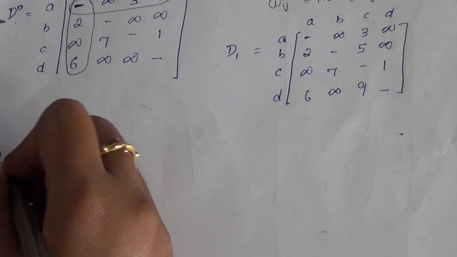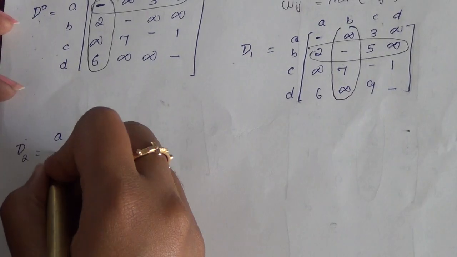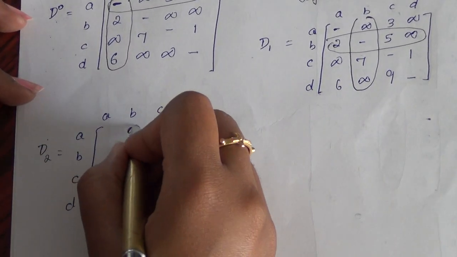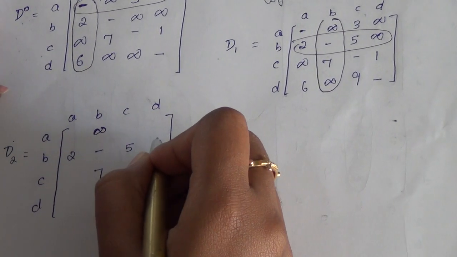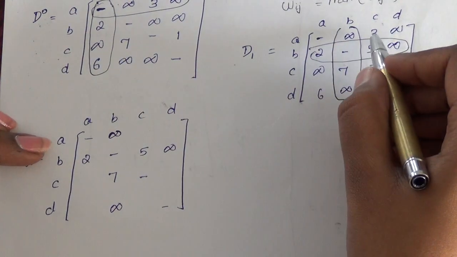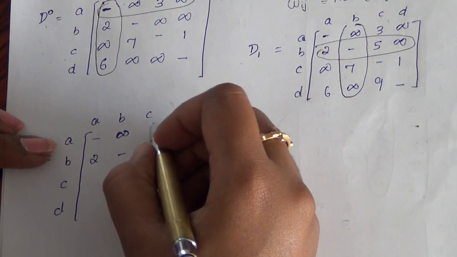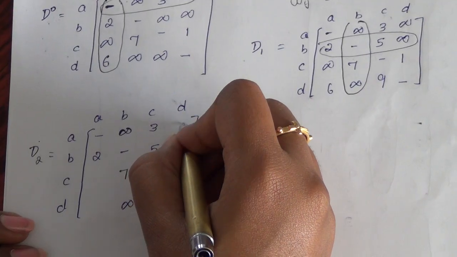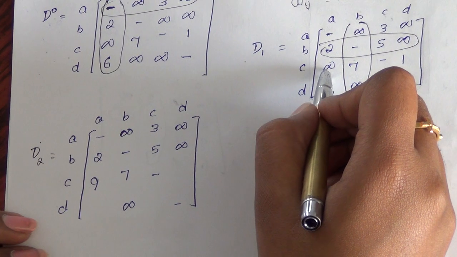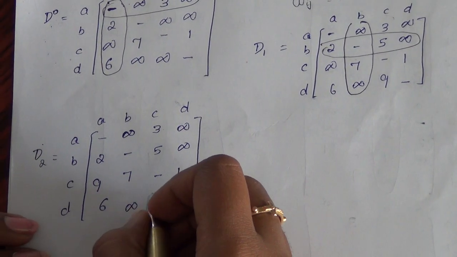For the construction of the D2 matrix, I will be selecting the second row and the second column. Now the second row and the second column will remain untouched, and the hyphens also. Now we have to fill the rest of the values using the same formula. So for now, A to C is already given as 3. W_ij^(k-1) is 3. W_ik plus W_kj will be 5 plus infinity, which is infinity. The minimum value is 3. So again, I'm writing it as 3. The rest of the values will be filled using the same formula. So here it is 9, because here we have the value as infinity, and W_ik plus W_kj will be 7 plus 2, which is 9. So it is of minimum value, so I am replacing it. And here it is 1, 6, infinity, and then it is 9.